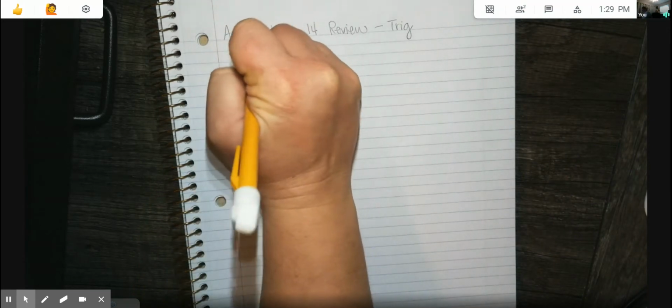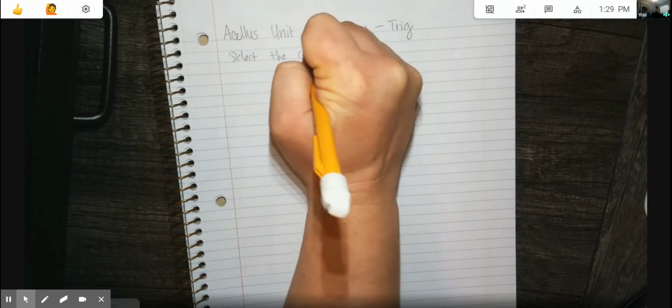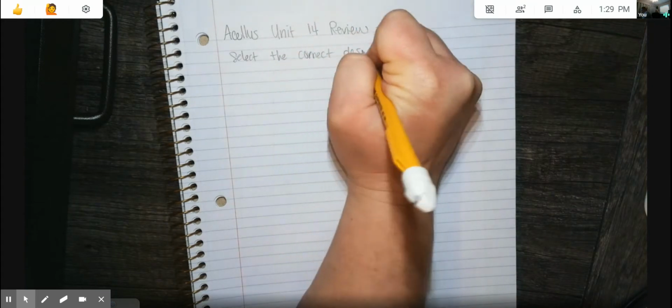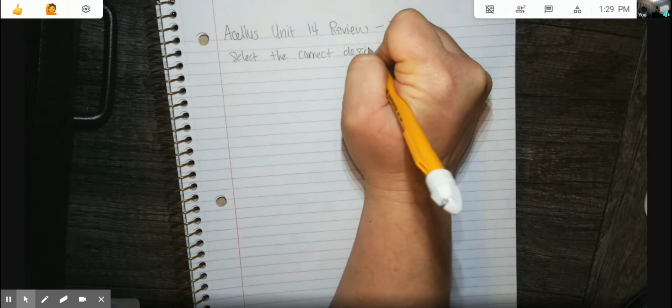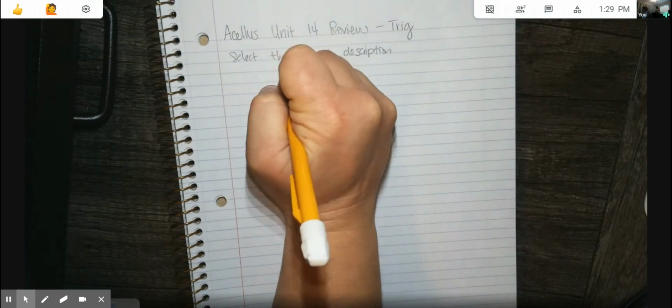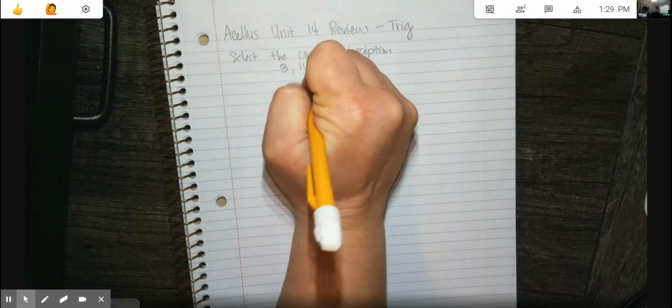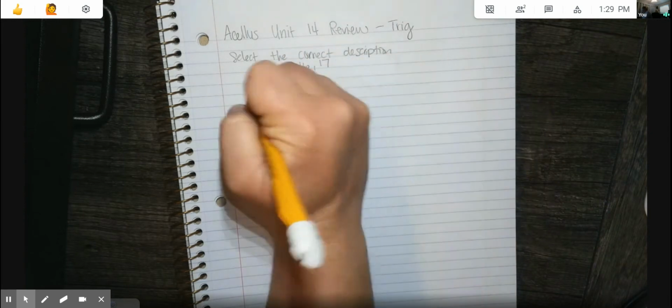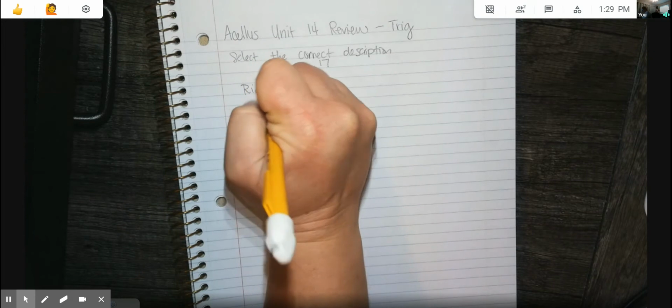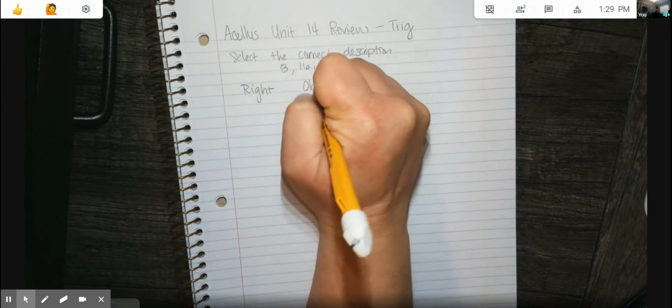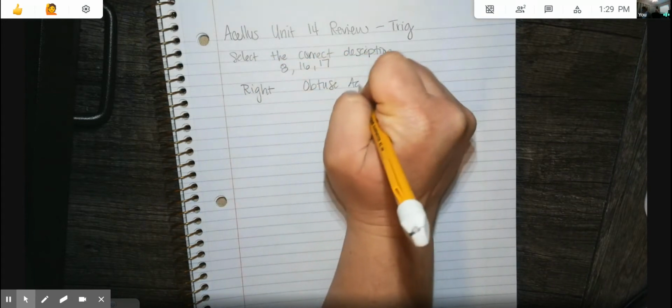So when I'm looking at the review, one of the first questions that comes up is to select the correct description, right? You're given a 3-sided triangle, obviously. All triangles are 3-sided. And they're telling you that the side lengths are 8, 16, and 17. They want you to determine: is it right, is it obtuse, or is it acute?